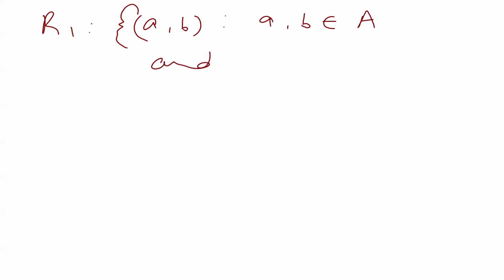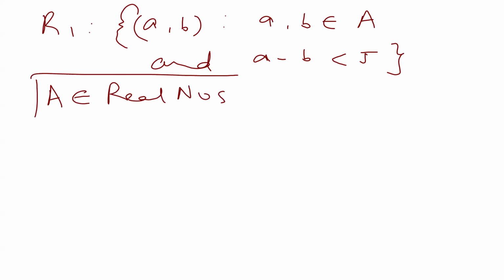R1 is defined as (a, b) such that a and b belong to set A and a minus b is less than 5, whereas set A is the real numbers.